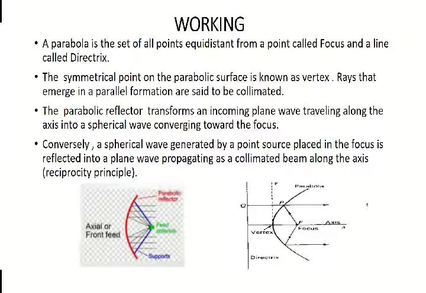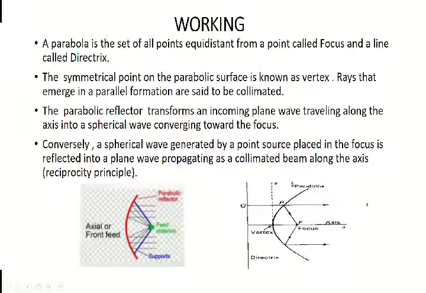Now we'll see how a parabolic reflector works. We know a parabola means a set of points, all equidistant from a point called the focus, and also equidistant from a line called the directrix. The symmetrical point on the parabola is what is called the vertex, and the rays that emerge in a parallel formation are said to be the collimated rays.